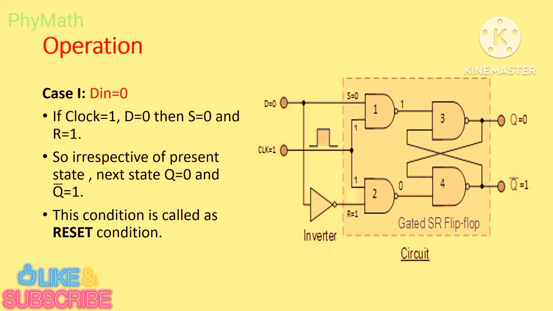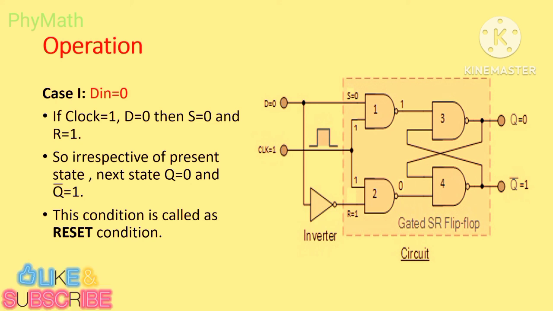Now let's check the output conditions of NAND gate 3 and NAND gate 4. One input to our NAND gate 4 is 0, so the output will be 1, because as per the truth table of a NAND gate, if any one input equals 0, then the output is compulsorily high. That's why Q bar equals 1.